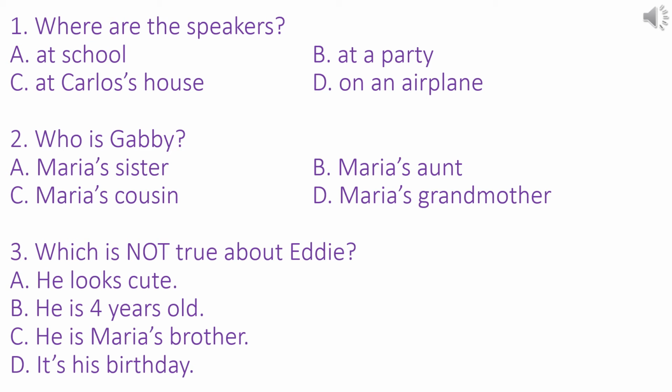Number 2 question. Who is Gabby? A, Maria's sister. B, Maria's aunt. C, Maria's cousin. Or D, Maria's grandmother. And number 3, which is not true about Eddie? So you have to choose which is not true, which does not tell something about Eddie. A, he looks cute. B, he is 4 years old. C, he is Maria's brother. And D, it's his birthday. Now, please listen carefully to the audio.